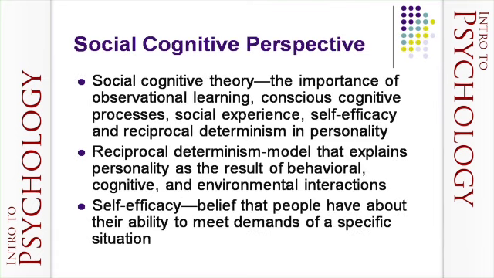Then social cognitive perspective. The importance of observational learning, which everybody does every day, conscious cognitive processes, social experience, which every day we do too, and self-efficacy and reciprocal determinism in personality. That model explains personality as the result of behavioral, cognitive, and environmental interactions. Okay. Self-efficacy meaning the belief that people have about their ability to meet the demands of a specific situation too.